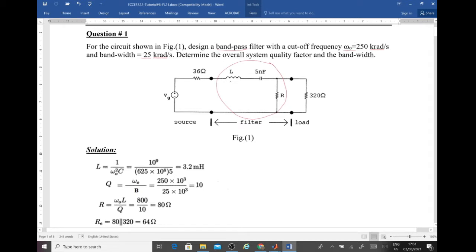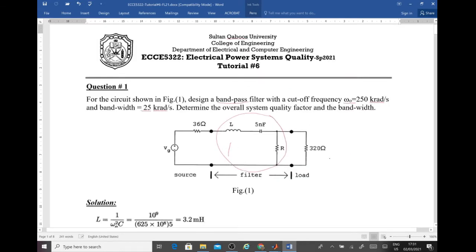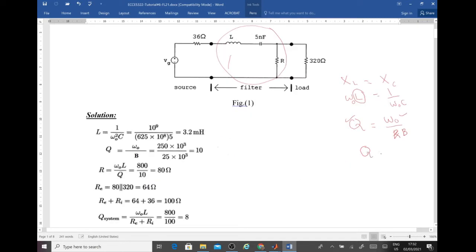That means we need to find the value of L and the value of R. And omega naught is given, so we know that XL will be equal to XC, and we know that XL is equal to omega L. Of course, at the cutoff, it will be equal to 1 over omega naught C. Then we can find the value of the inductance. The inductance factor as well can be obtained from XL, okay, at the cutoff frequency divided by R, right?